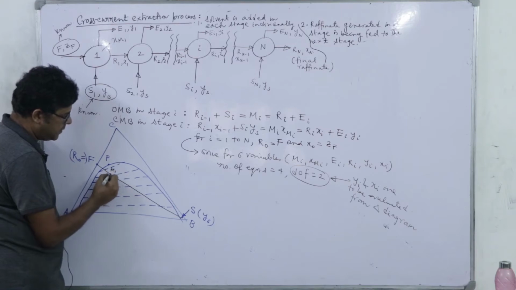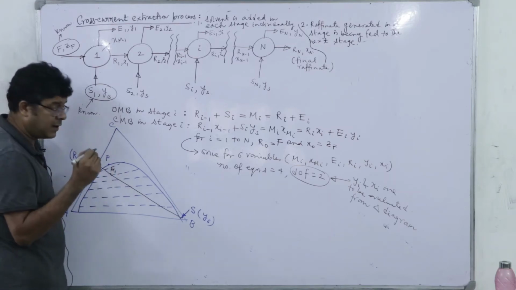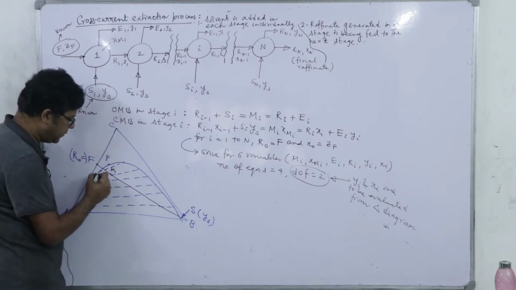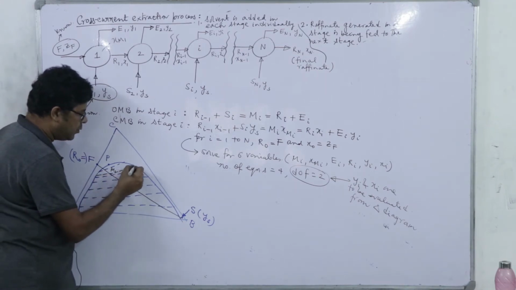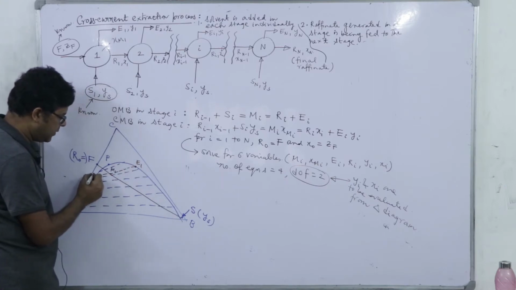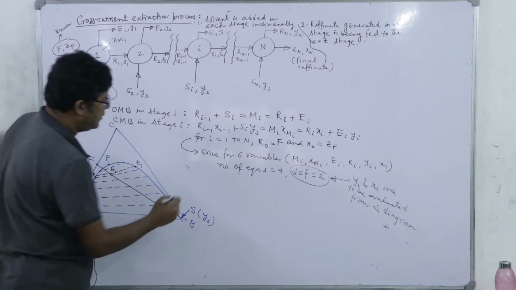M1, right? Now using the idea of conjugate line as we have discussed in the previous session, draw a tie line through this point M1, determine the point E1 and R1, right.